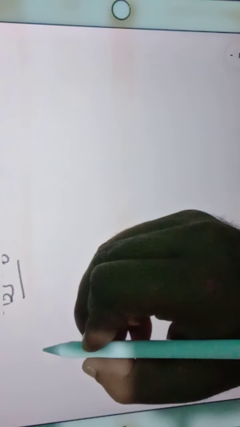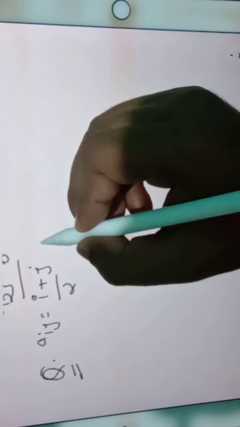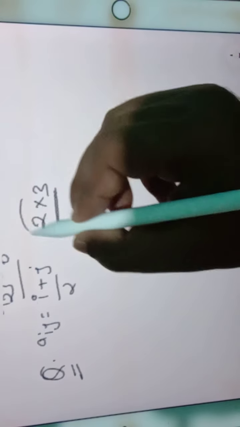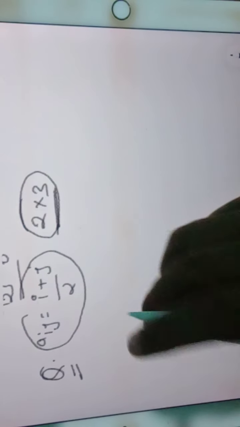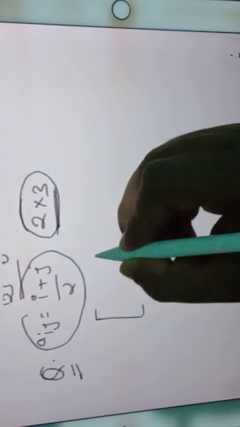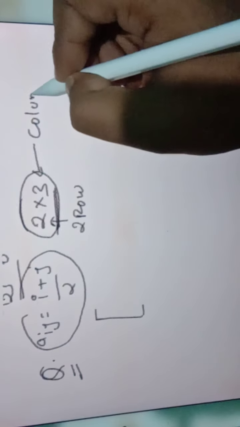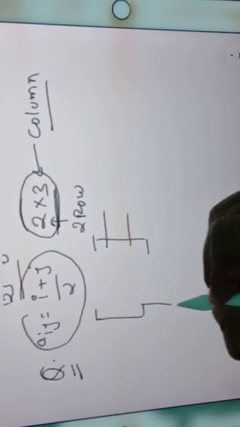Now going to the next one. If you are given that Aij equal to (i plus j) by 2, and in the question you have to write the matrix of order 2 cross 3. If the question gives an order of 2 by 3 matrix and the element defined like this, then what we have to think first is that here are given 2 rows and 3 columns. So it looks like this, 2 rows and 3 columns.